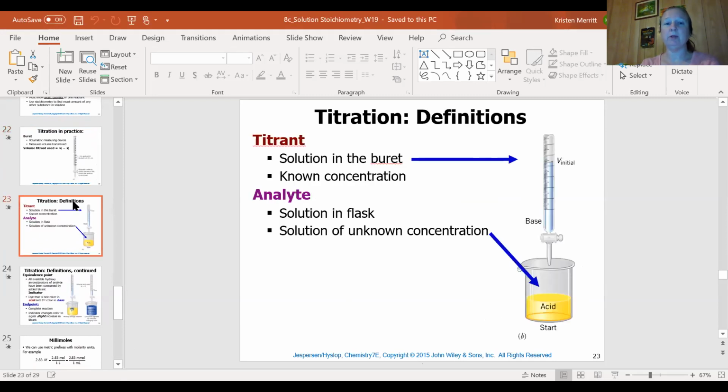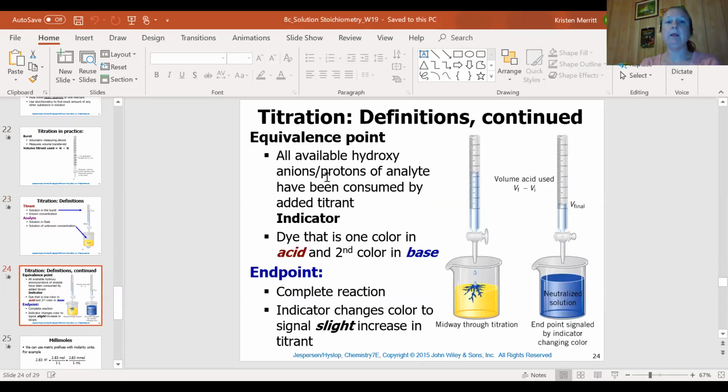Okay, so this is our setup. The equivalence point is a point at which, when you're adding your base to your acid, the base is taking the protons from the acid, right? So you add OH. Let's go to the whiteboard.